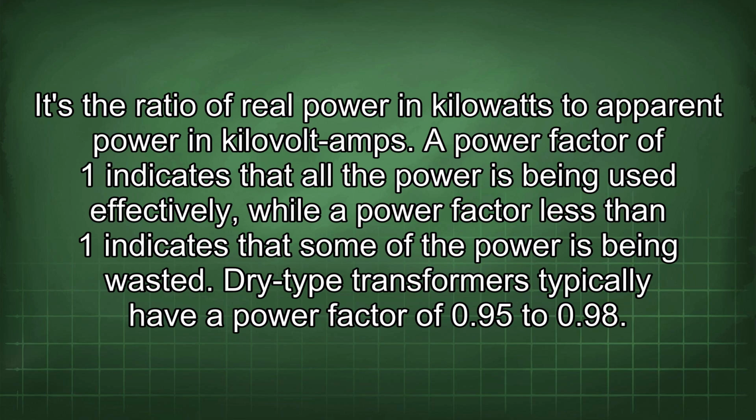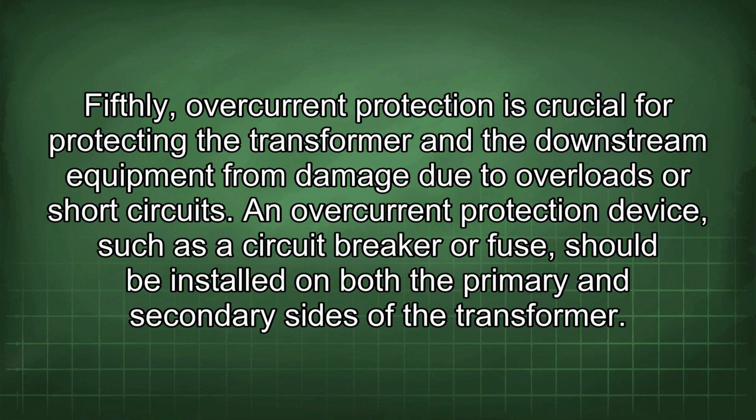A power factor of 1 indicates that all the power is being used effectively, while a power factor less than 1 indicates that some of the power is being wasted. Dry-type transformers typically have a power factor of 0.95 to 0.98. Fifthly, overcurrent protection is crucial for protecting the transformer and the downstream equipment from damage due to overloads or short circuits. An overcurrent protection device, such as a circuit breaker or fuse, should be installed on both the primary and secondary sides of the transformer.